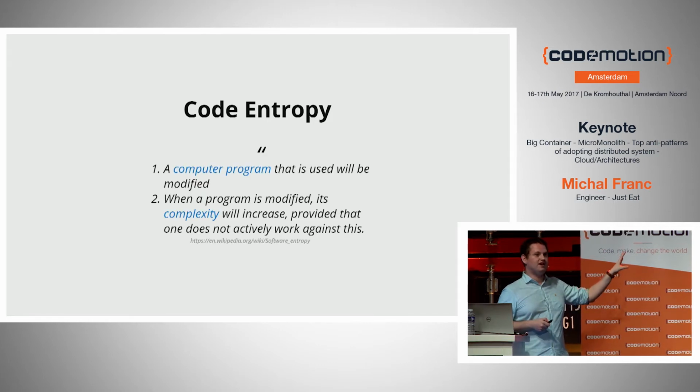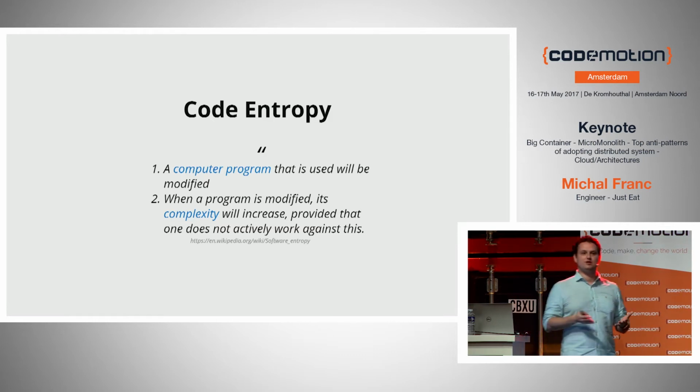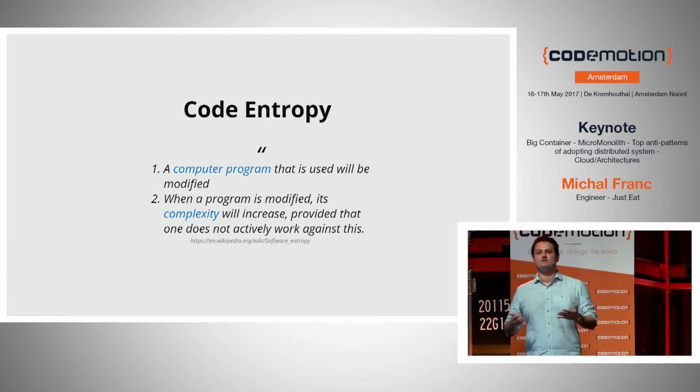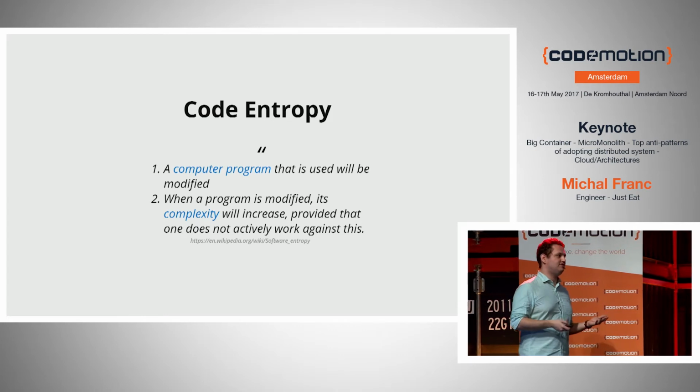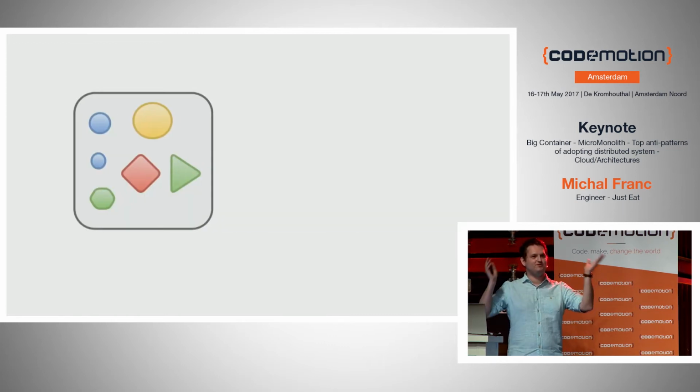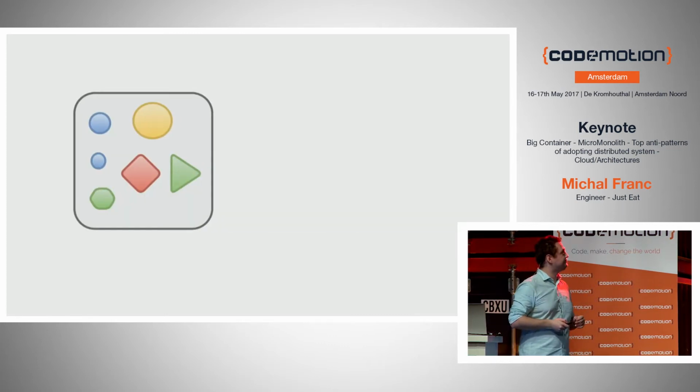Plus, on top of that, we also have something called count entropy, which says that if a computer program is being used, it's going to have to change somehow, because if you have users, they will have different demands, the market will change, and things like that. And whenever a program changes or you make a change, you increase the complexity of your product unless you do something about it. So this is something we can't really avoid, and I believe that all the monoliths, if we just let them loose, will become this beautiful functional mess in the end.